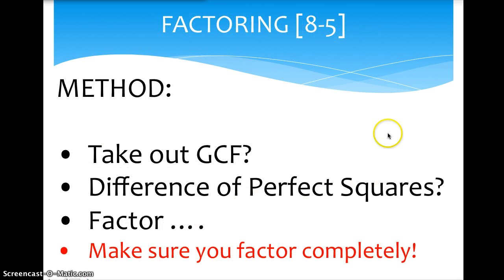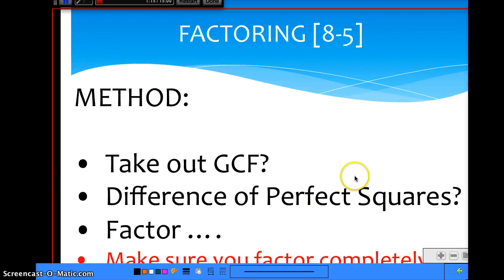All right, starting 8.5. Method. Take out the GCF, greatest common factor, if it has one. If it doesn't, then move on. Look to see if it's difference of perfect squares. Difference of perfect squares would look something like this.